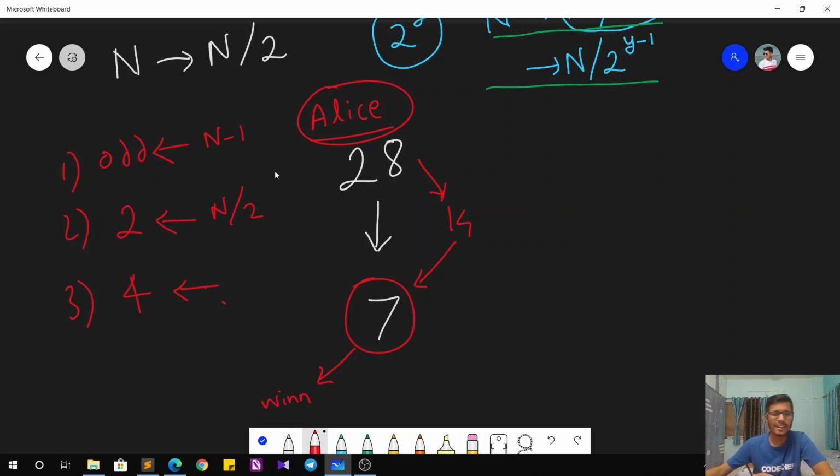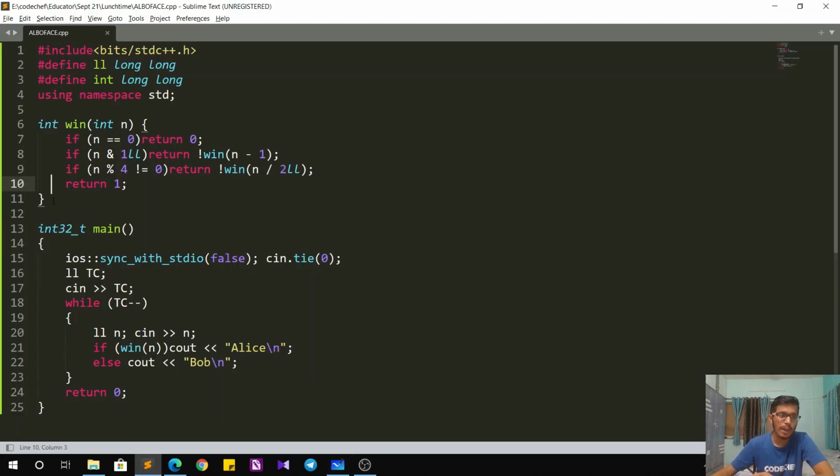Now you have to just write a recursive code that implements the same. The code goes as follows. We have a function that tells us the winning state or not. So we just call the function after taking the input n. If win of n, then we print out Alice, because remember Alice is the first person who starts the game. So I start with n and I assume that whatever this function returns, it is with respect to Alice. That is, if this function returns 1, it means that Alice wins, or else Bob wins.